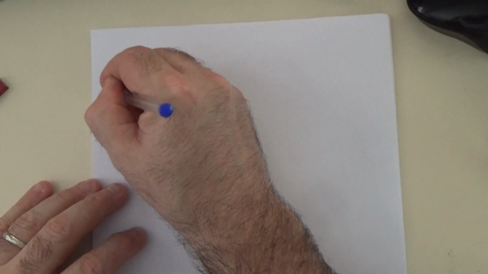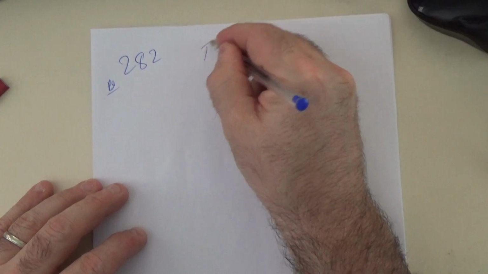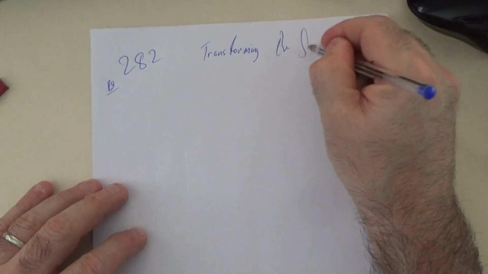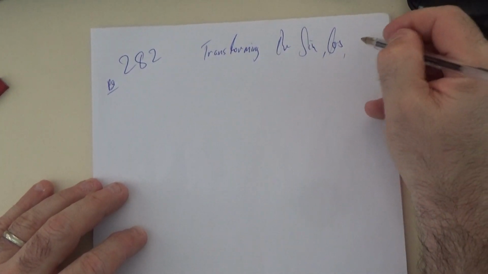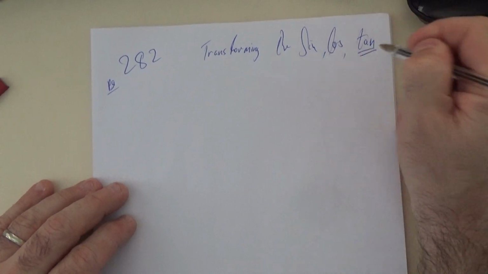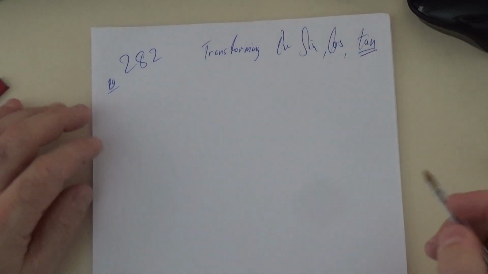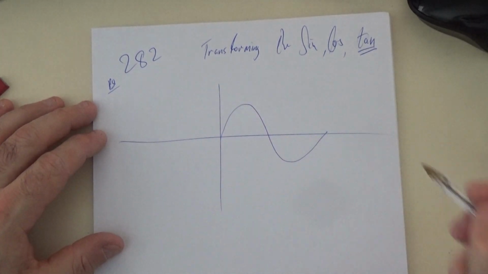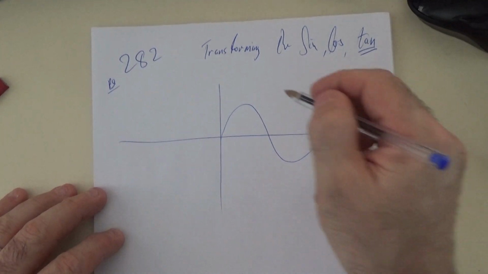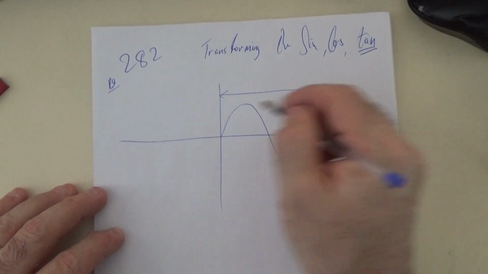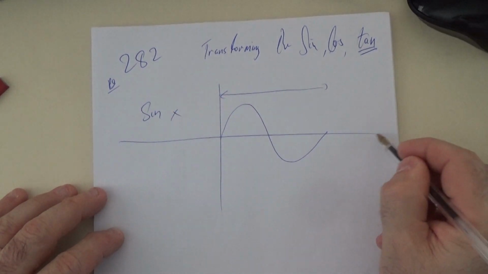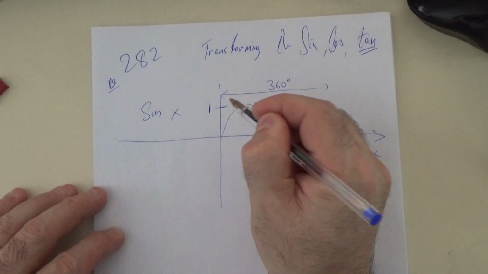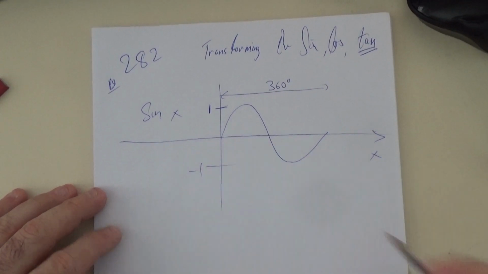We're on page 282, and we're dealing with transforming the sine, cos, and to a lesser extent, we won't be concentrating too much on it, the tan function as well. So what we know is that sine waves like so, and that's one full period. If this is the sine of x, and this is the x-axis, this is 360 degrees. This value here is 1, and this value here is minus 1.